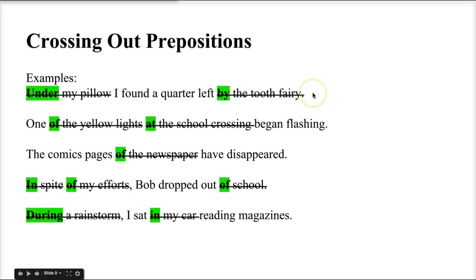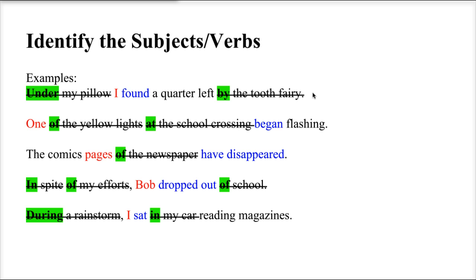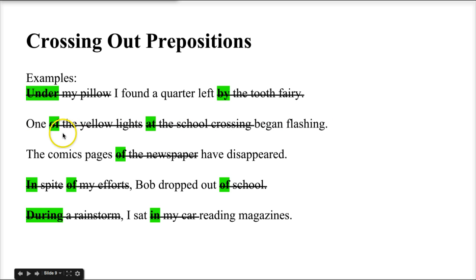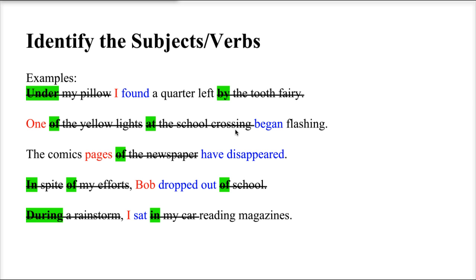So in that first example, once you've crossed out those two prepositional phrases, the only information you have left is, I found a quarter left. Who or what is that sentence about? I. What about me? I found. Okay, if we look here at the second sentence and we cross off these prepositional phrases, of the yellow lights and at the school crossing, all we're left with is one began flashing. Well, that makes it really easy to find the subject and verb when you start asking your questions. Who or what is the sentence about? One. What about it? What about one? One began, and there's your verb.